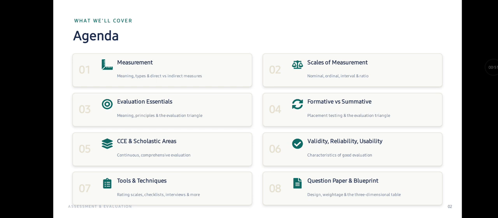Fifth is CCE and scholastic areas, that comes continuous and comprehensive evaluation. Sixth is validity, reliability and usability, that is characteristics of good evaluation. Then tools and techniques, that is rating scales, checklists, interviews and more. Question paper and blueprint, that includes design, weightage and the three-dimensional table.